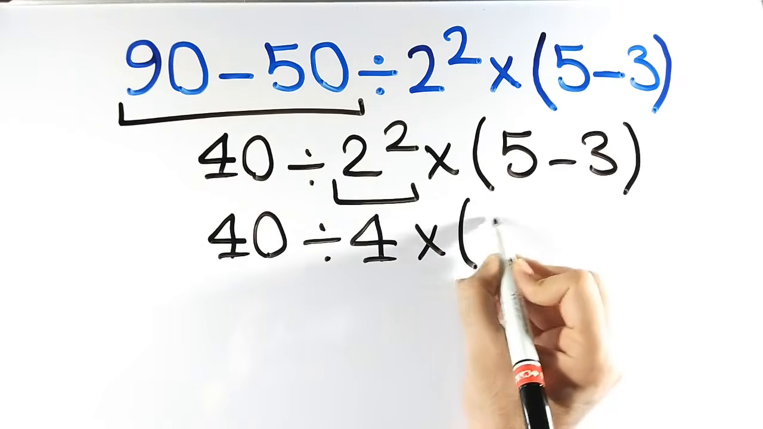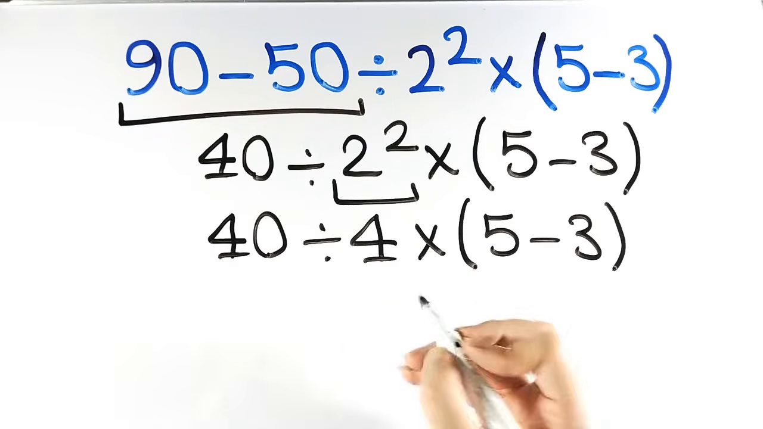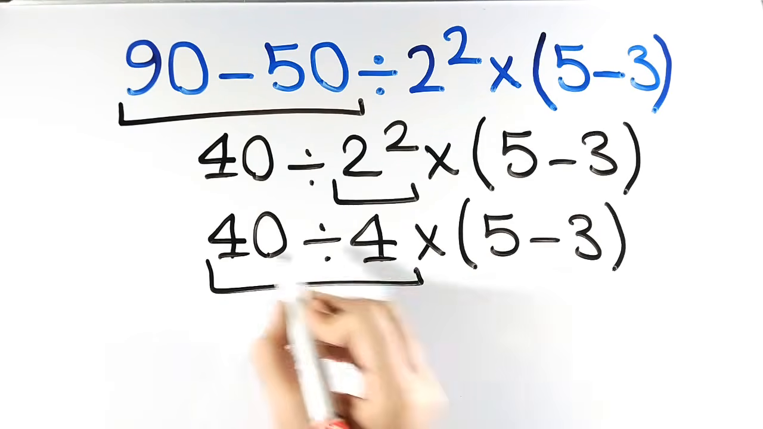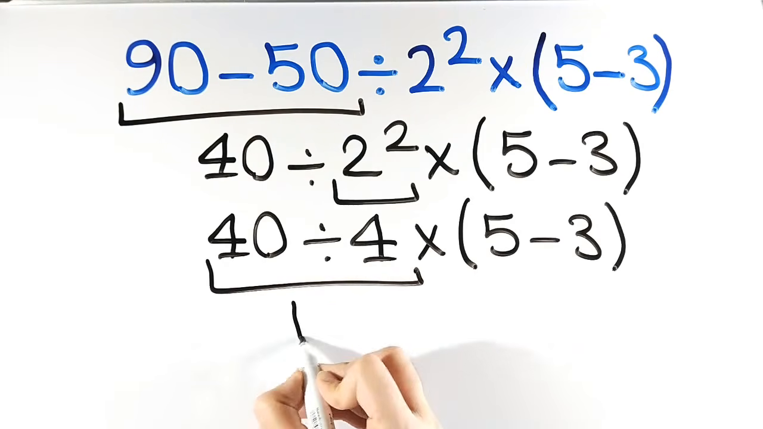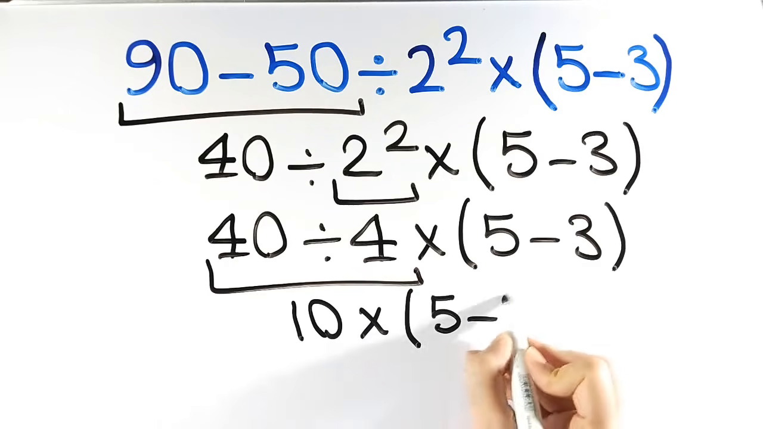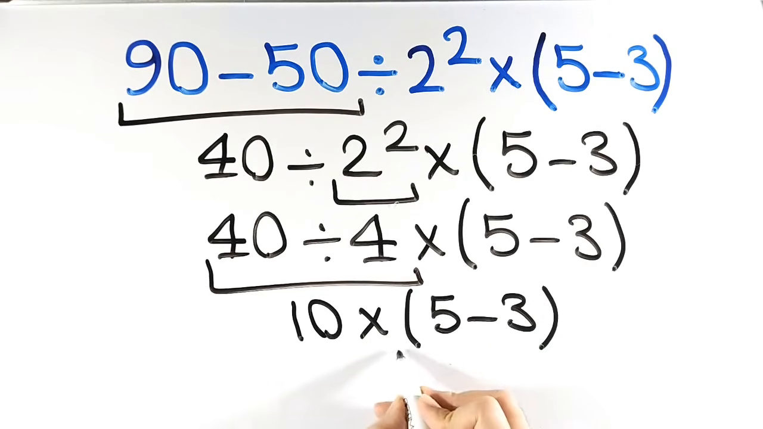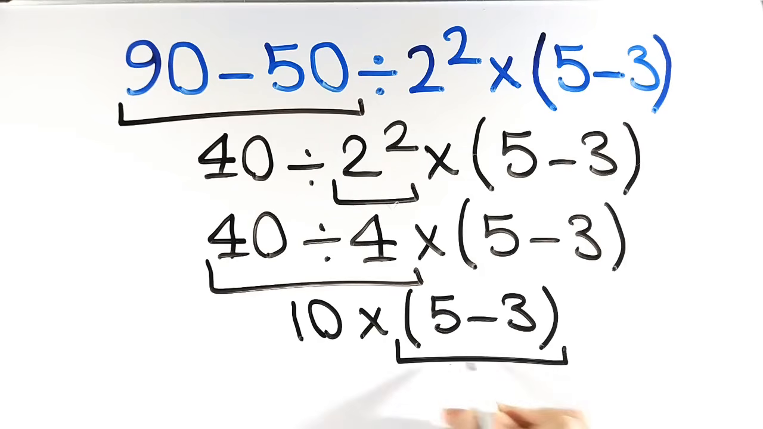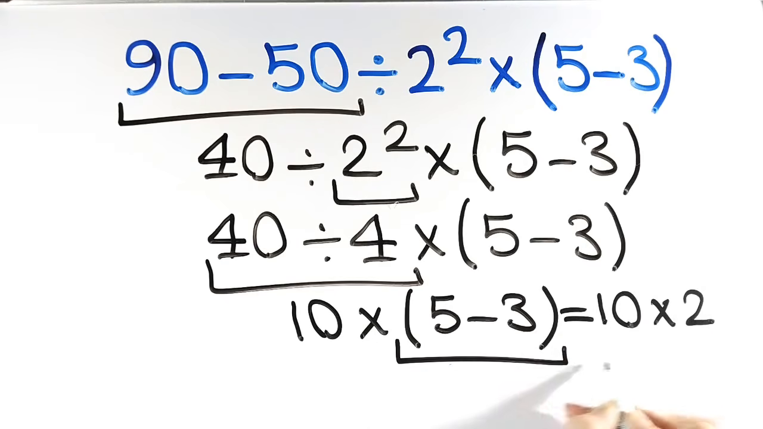by (5 minus 3). Then they go for the division between 40 and 4. And instead of this expression, they write 10 multiplied by (5 minus 3). And the final step, they go to the expression inside the parenthesis and write this expression as 10 multiplied by 2, which finally gives them the answer 20.